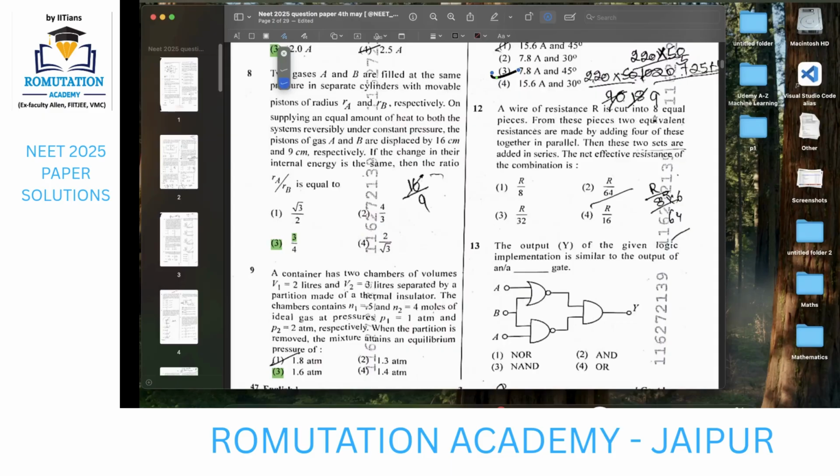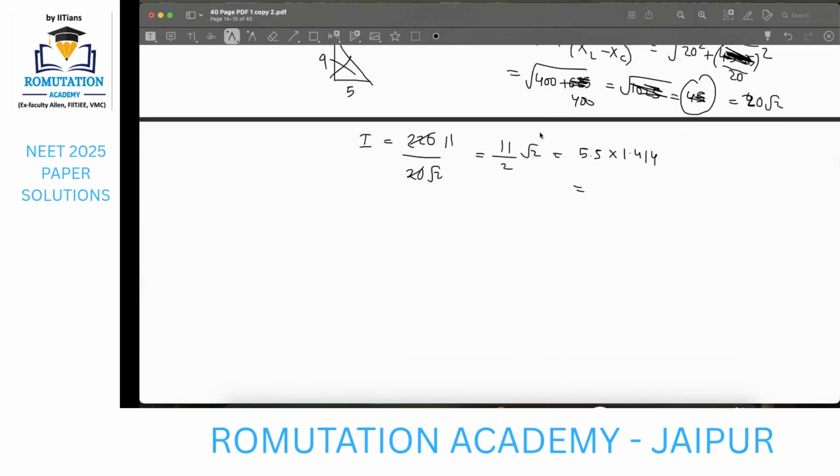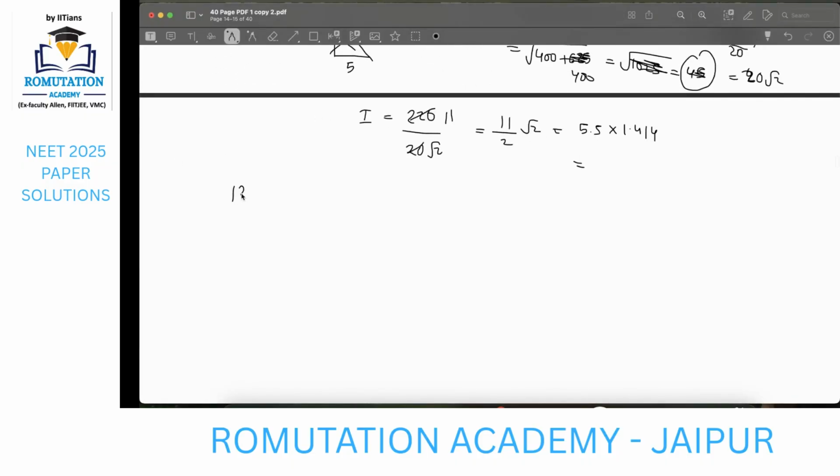A wire of resistance R is cut into 8 equal parts. From these, two equivalent resistances are made by adding 4 of these together in parallel. Then these two sets are added in series. Okay, so that means R is cut into 8 pieces, so the resistance of each piece will become R by 8. I think it is a very trivial question.